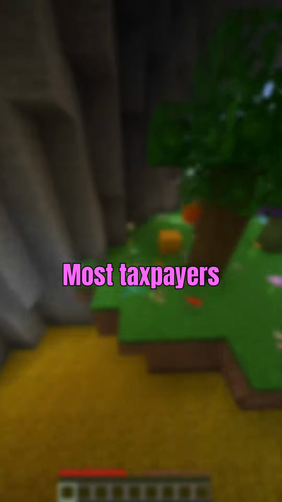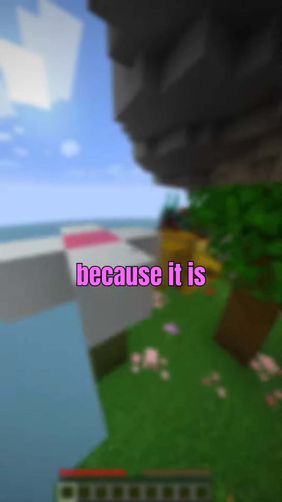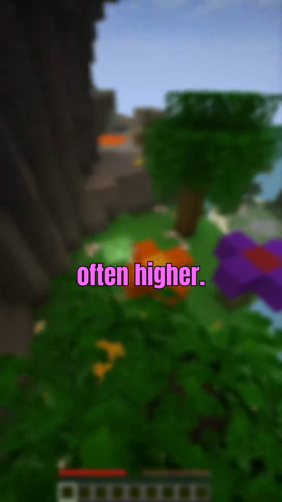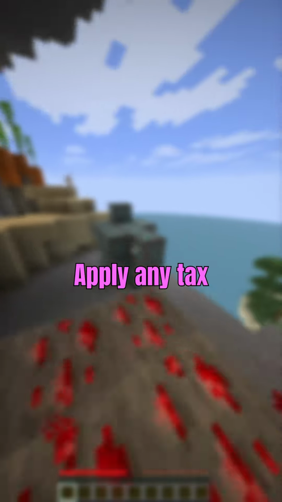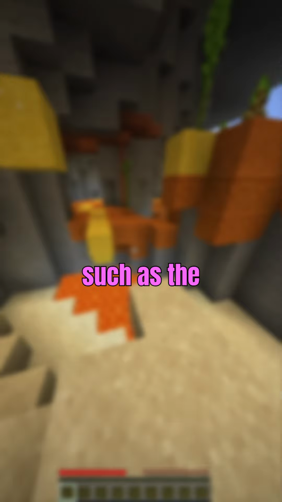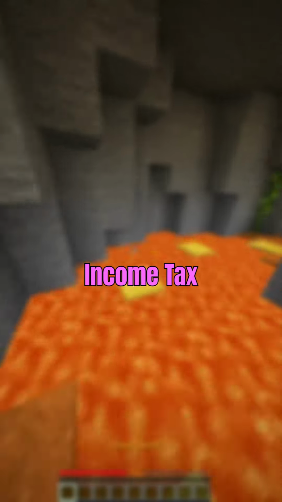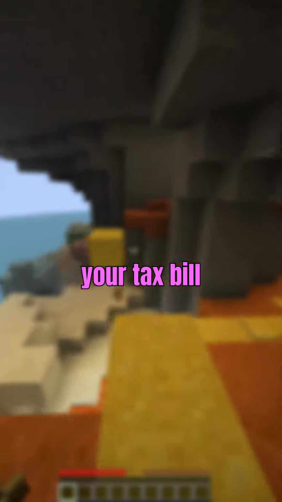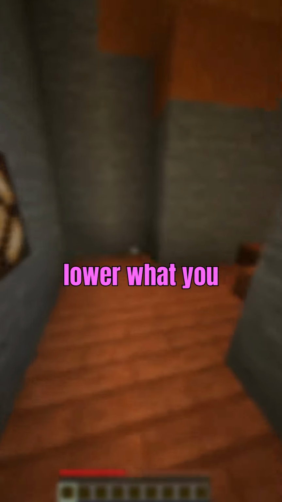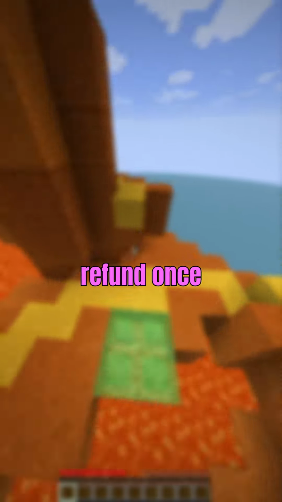Most taxpayers choose the standard deduction because it is simpler and often higher. After subtracting deductions from your AGI, you arrive at your taxable income. Next, apply any tax credits you qualify for, such as the Child Tax Credit, Earned Income Tax Credit, American Opportunity Credit, or Lifetime Learning Credit. Credits reduce your tax bill dollar for dollar and can significantly lower what you owe or increase your refund.